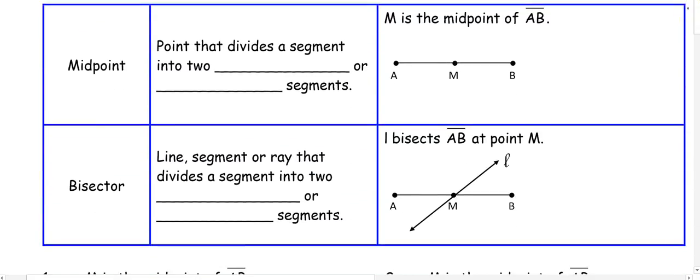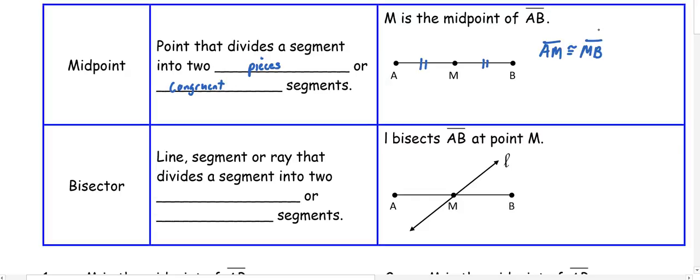So let's look at what a midpoint and a bisector are. A midpoint is a point that divides a segment into two pieces, or congruent segments. So if M is the midpoint, we're going to put two tick marks on each piece to show that they were bisected. So we would then say that AM is congruent to MB.